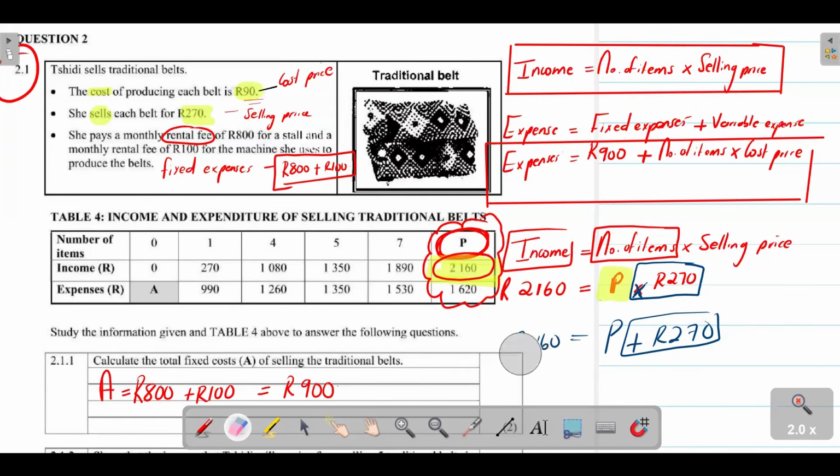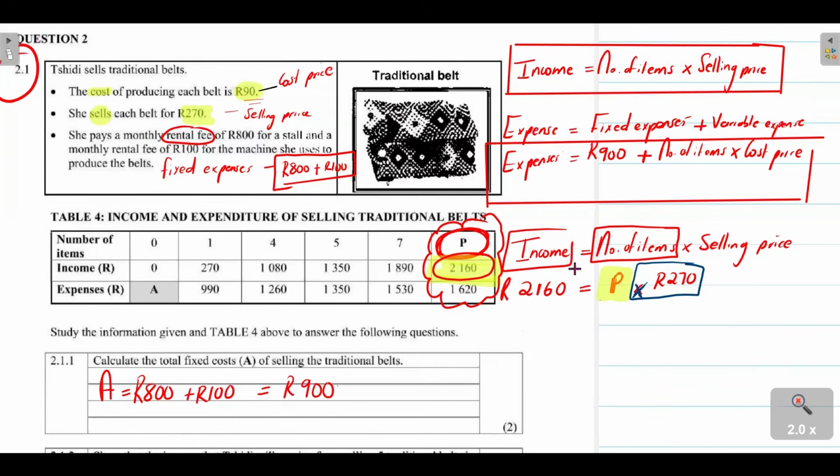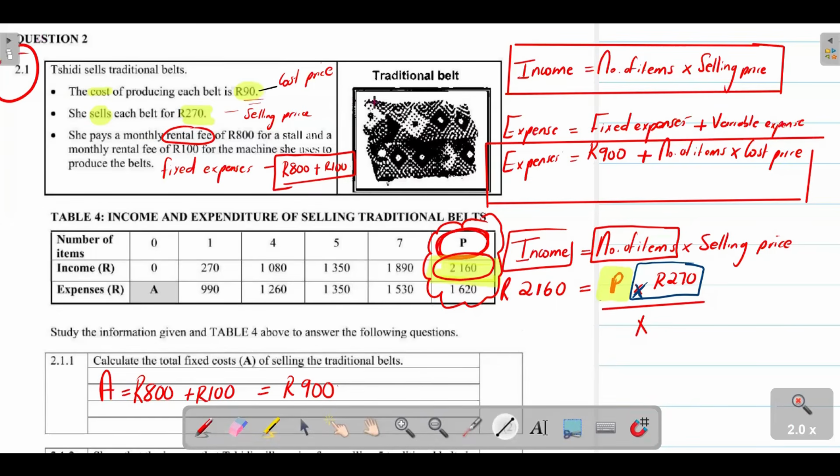But in this case, because we are multiplying by 270, for me to get rid of the 270, I'm not going to minus 270, but I'm going to do what? What's the inverse of multiplication? Division. I'm going to divide by 270. So you always, guys, please, you always do the inverse operation. I want to get rid of the 270. I am multiplying by the 270. So for me to get rid of the 270, I have to divide by the 270.